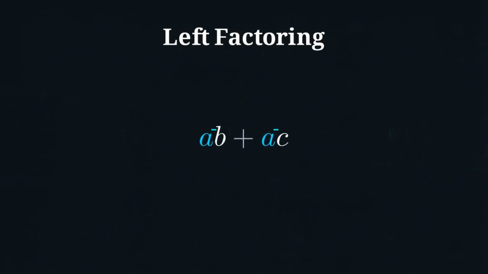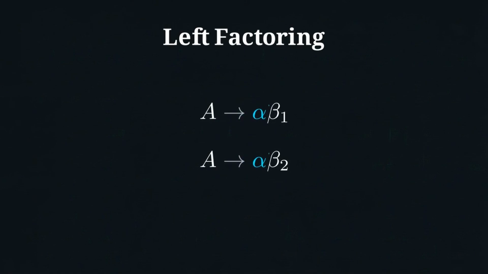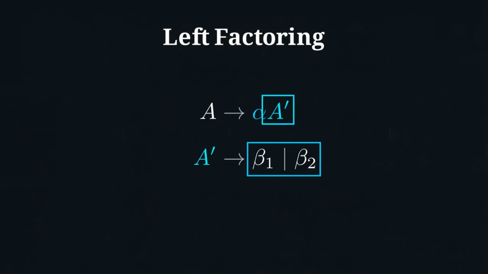It follows basic algebra. If you have the expression AB plus AC, you factor out the common A, rewriting it as A times (B plus C). In a grammar, we take rules with a shared prefix, represented by alpha, and factor that prefix out. We isolate the shared parts from the different parts.